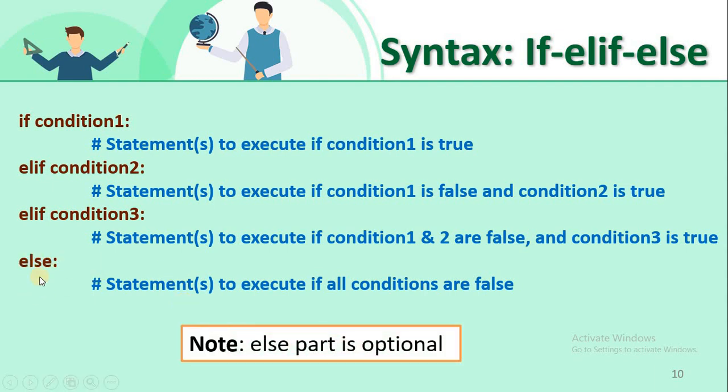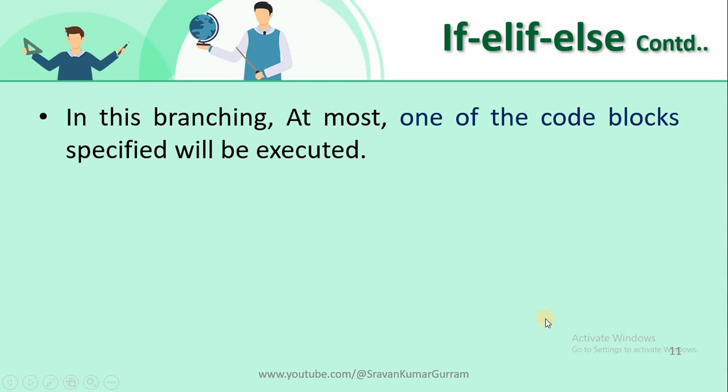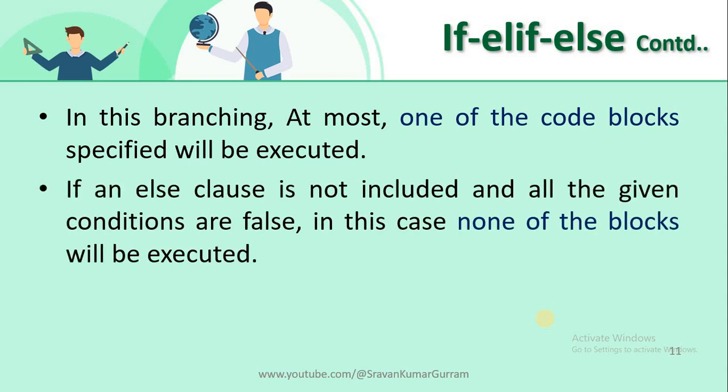The important point is that the else block is optional. Without else also we can implement an if-elif clause. In this branching, at most one of the code blocks specified will be executed. Even though we have written that many blocks, at any point of time only one block will be executed. If an else clause is not included and all the given conditions are false, in this case none of the blocks will be executed. As we covered, the else block is optional, but if all the conditions are false and you are not writing an else clause, then none of the blocks will be executed.